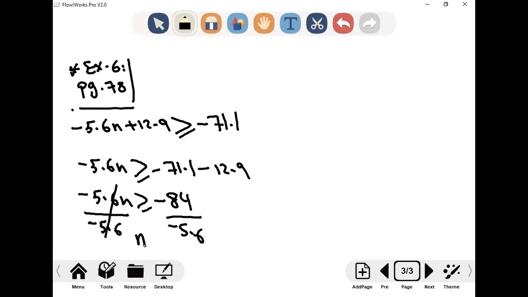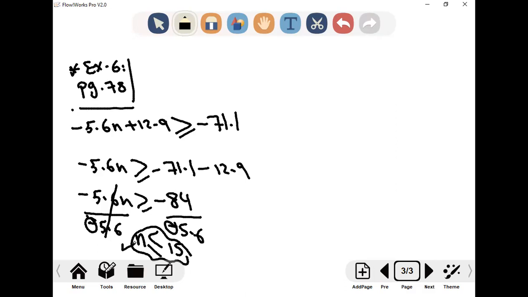n. What happens to this? Flip it. Why? I divided both by a negative. But if this were positive, it would stay as it is. Done. Now how much is this? Negative 84 divided by 5.6. Exactly 15. Positive 15. So n is less than or equal what? 15. Now how do we graph this?